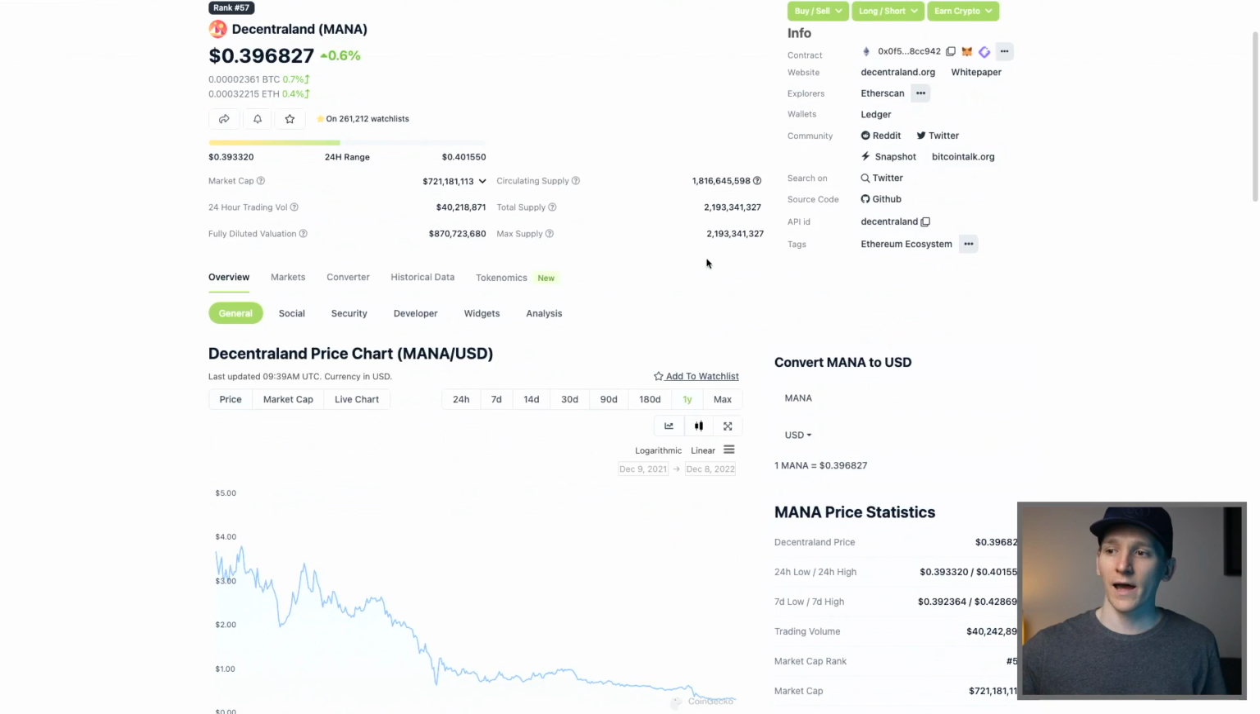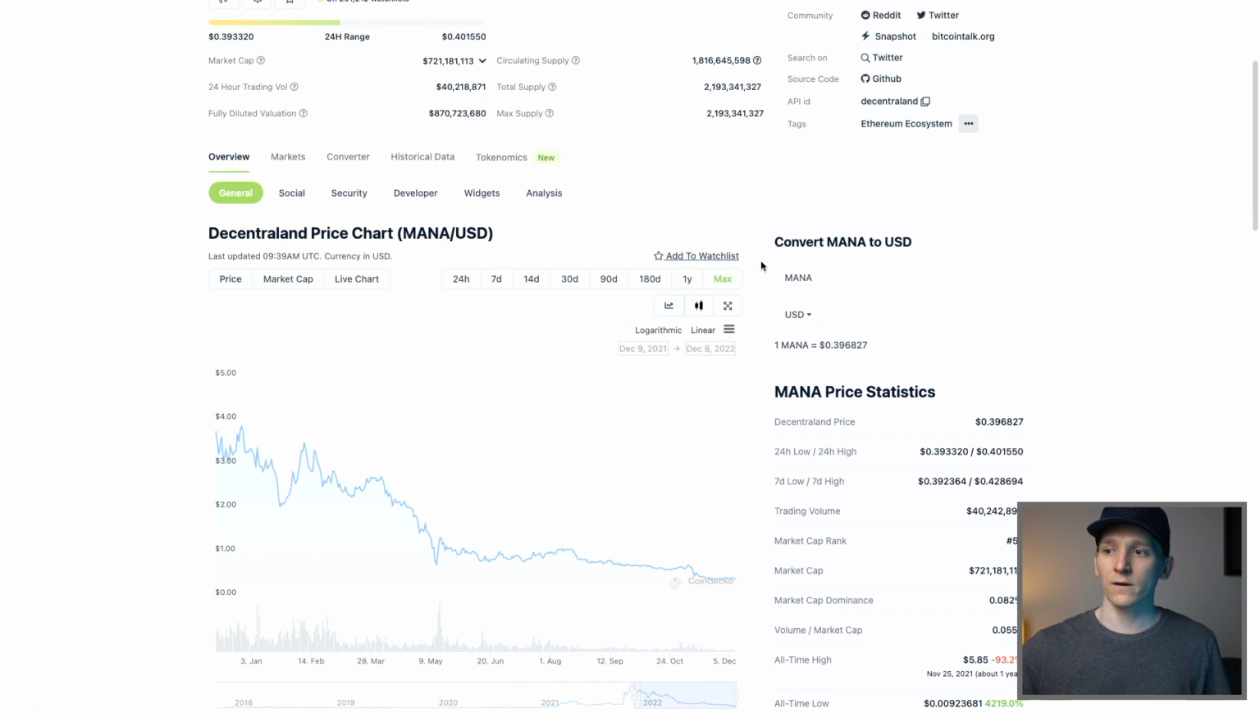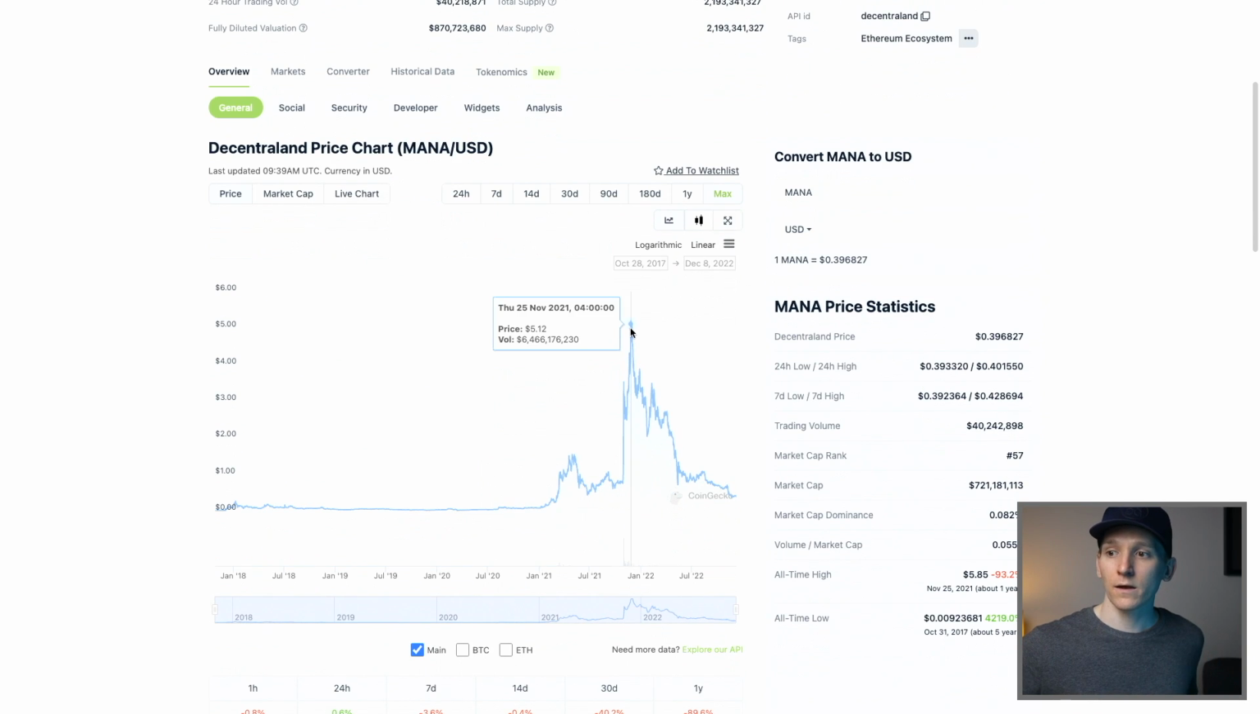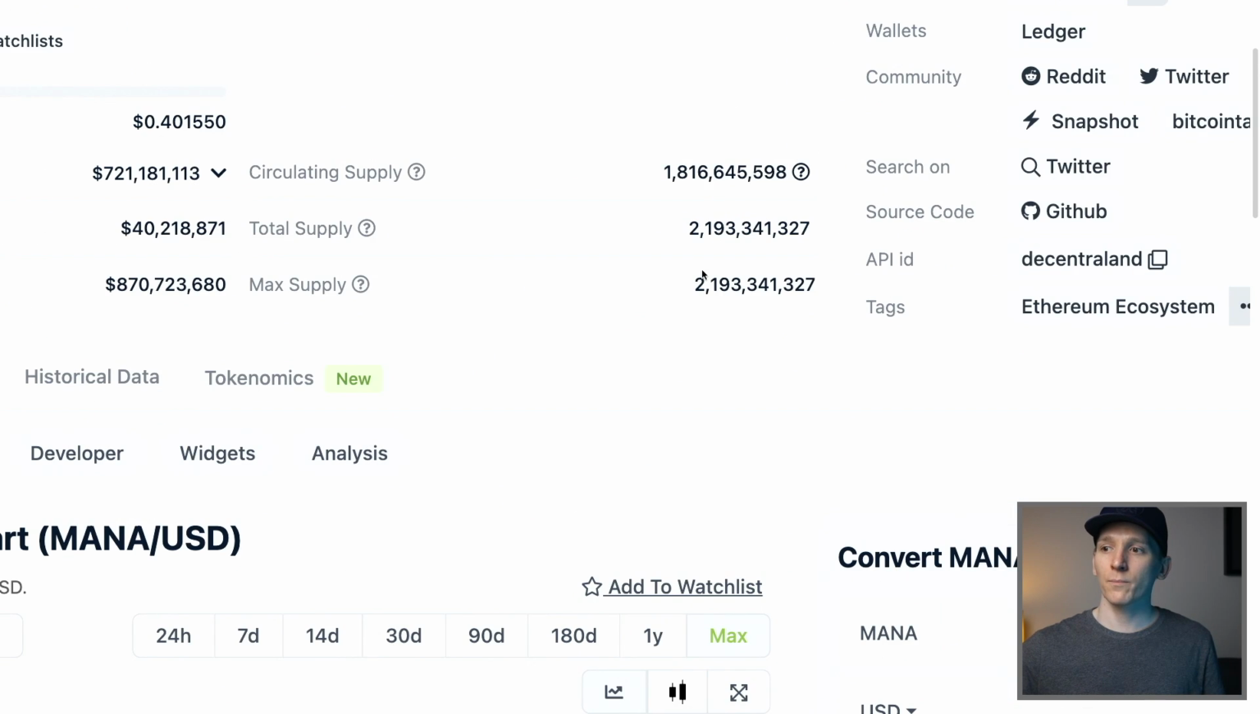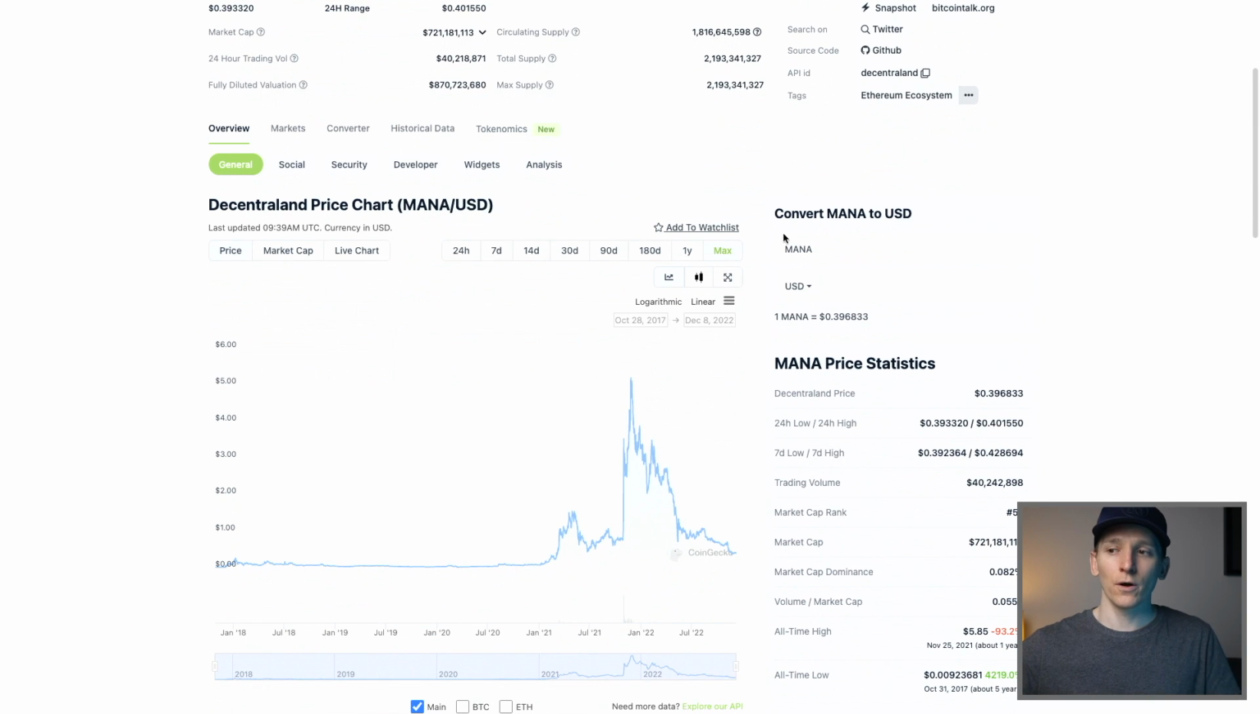Another one is Decentraland. It's quite clear at this point this is utterly useless. And you had a big bubble here, and then just the slow drip down, drip of tokens over time. And you can see that the total supply is 2 billion. Most of that is in existence now, but who is using this project, right? Not many people. And so this is what happens during bear markets.